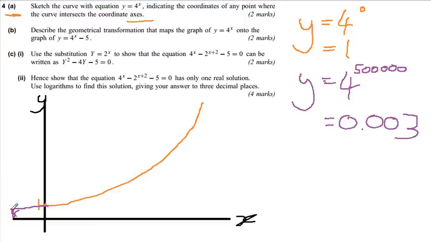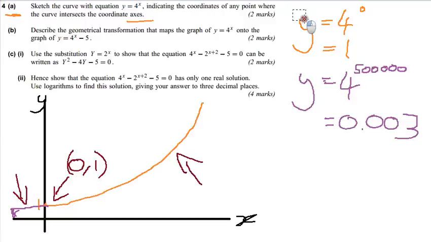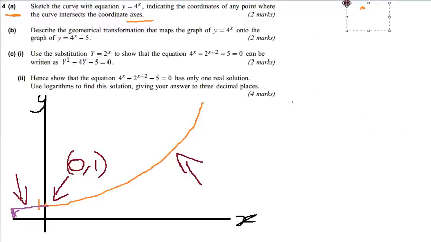The mark scheme wants you to say that this point over here is the point (0, 1). It wants this to be an asymptote, which means it never touches 0, and it wants this to be increasing at an increasing rate, which it is. So that's for A. Let's move on to our next question, question B.